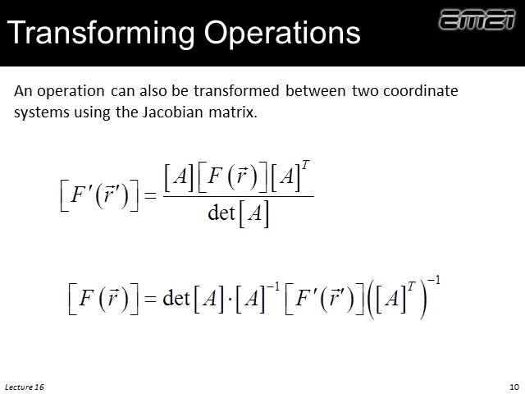This is an operation. If we want to transform an operation, it's a little bit more complicated equation, but we still make use of the Jacobian. It's the Jacobian times the operation times the transpose of the Jacobian divided by the determinant of the Jacobian. Now we have that operation in the transform space. In Maxwell's equations, we have the curl operators, and we'll be doing this to the curls and the derivatives and stuff like that.